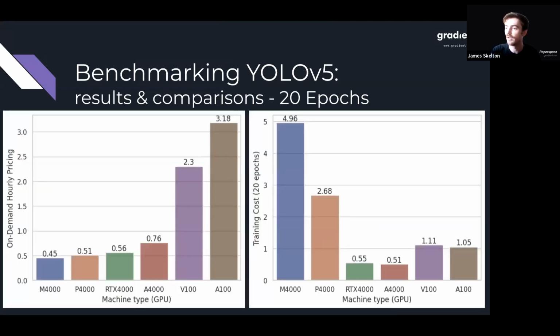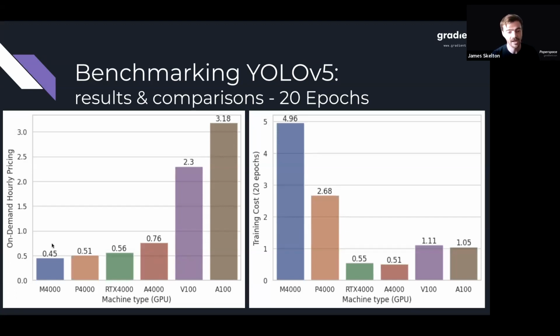Well, I've got 2 plots here that I made from breaking out the same information in terms of pricing. On the left, we have a graph just showing the hourly costs for each of the GPUs. So the M4000 costs 45 cents. I want to note that the M4000 is actually free on Gradient. This is our core pricing. So if you wanted to use a desktop GPU, we also offer those from our core product, and this is how much it costs to use the M4000 on it.